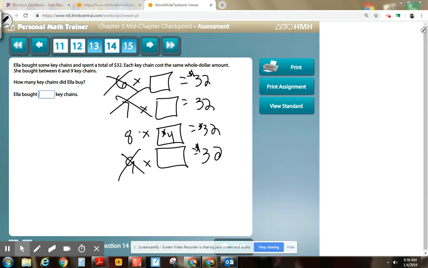So she bought how many keychains? She bought 8 keychains. Lots of times you're going to want to put 4 in here, and 4 is coming from the cost of each keychain. So she bought 8 keychains. Each keychain was $4, and that gives us that 32, right? This is very important that you're paying attention to the words, not just the numbers.